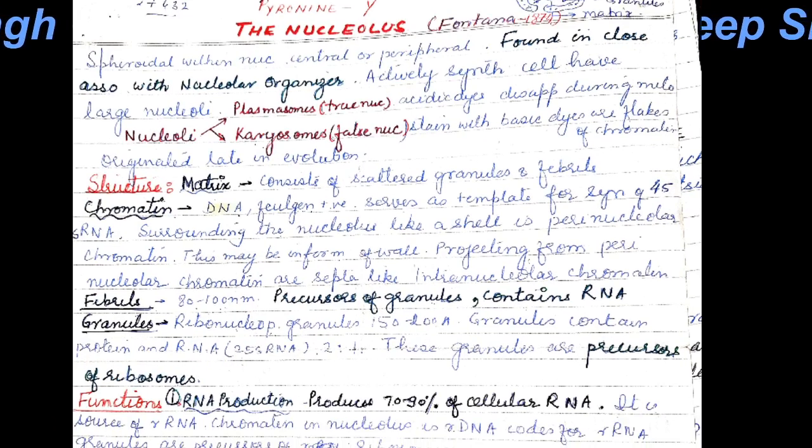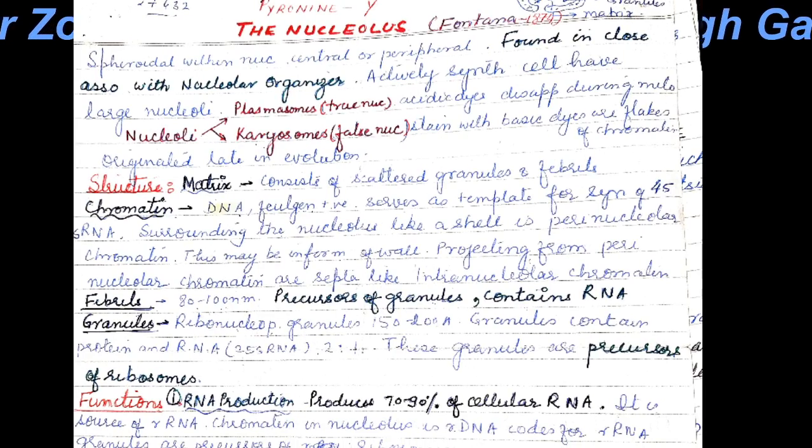Let us come to the structure of the nucleolus. It has a matrix which consists of a large number of scattered granules and fibrils. Inside the matrix we have chromatin, which is DNA, as you know. It is Feulgen positive and serves as a template for formation of 45S RNA. Surrounding the nucleolus like a shell is perinucleolar chromatin, which may be in the form of a wall, and it gives the appearance of a membrane to the nucleolus, which in fact is not there.